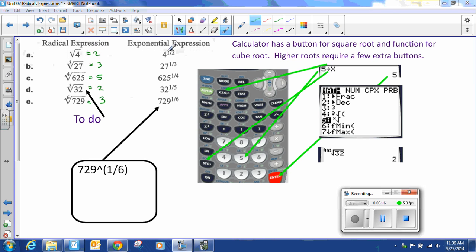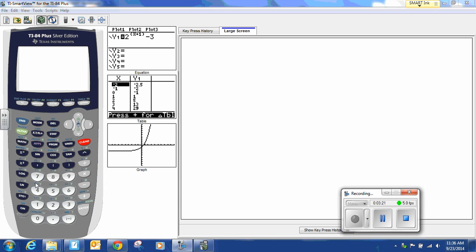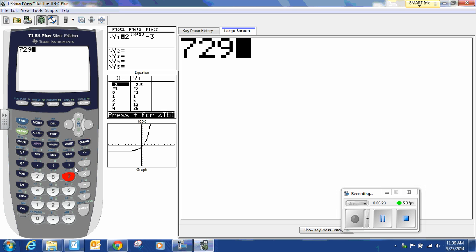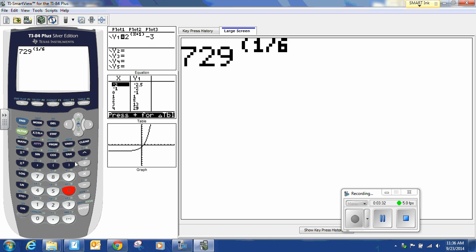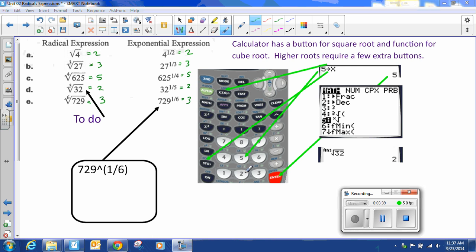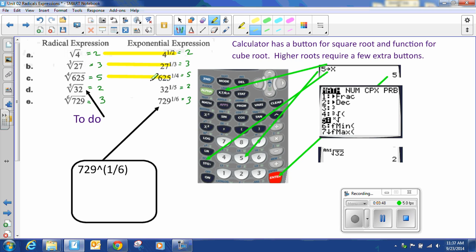Now let's go ahead and evaluate the exponential expressions. For example, 729 to the 1/6 power, you must use this caret symbol. Use parentheses because we're dealing with a fraction, a rational exponent. And it evaluates to 3. So after completing this column, we see that there's a connection. All the answers are identical.